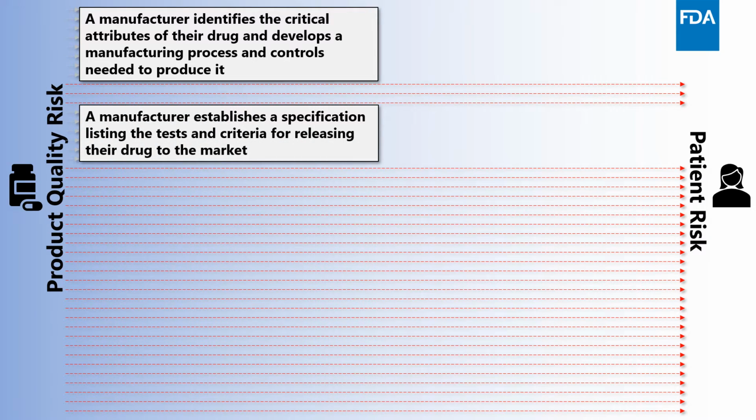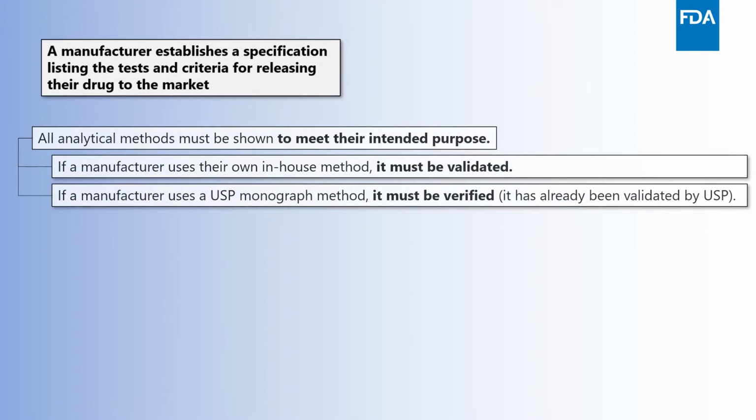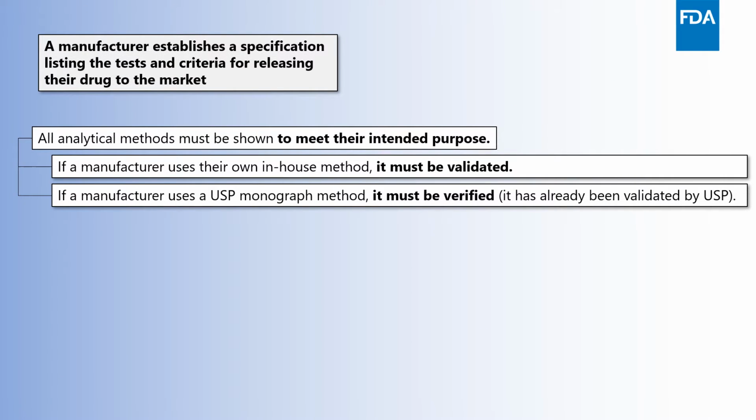In another step of a drug product's life cycle, a manufacturer establishes a specification, which lists the tests and acceptance criteria that must be met before releasing their drug to the market. As part of this next step, all analytical methods used must be shown to be fit for their intended purpose. For example, a test to ensure the proper amount of active ingredient should be able to detect that ingredient among all other components of the drug product.